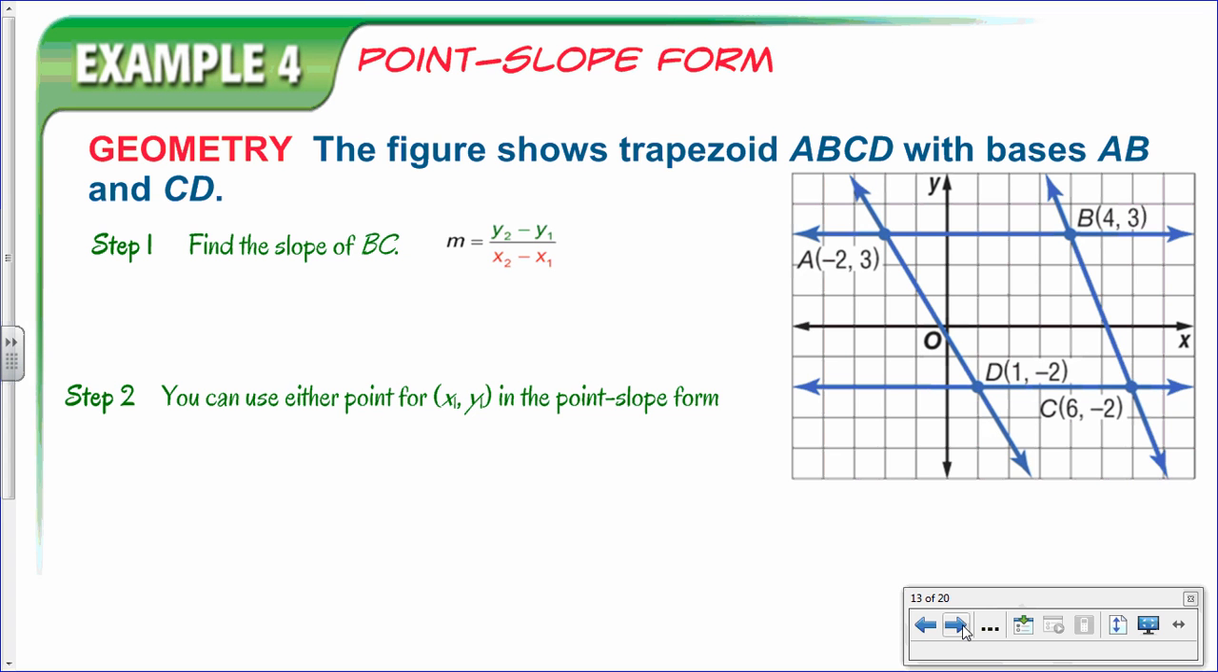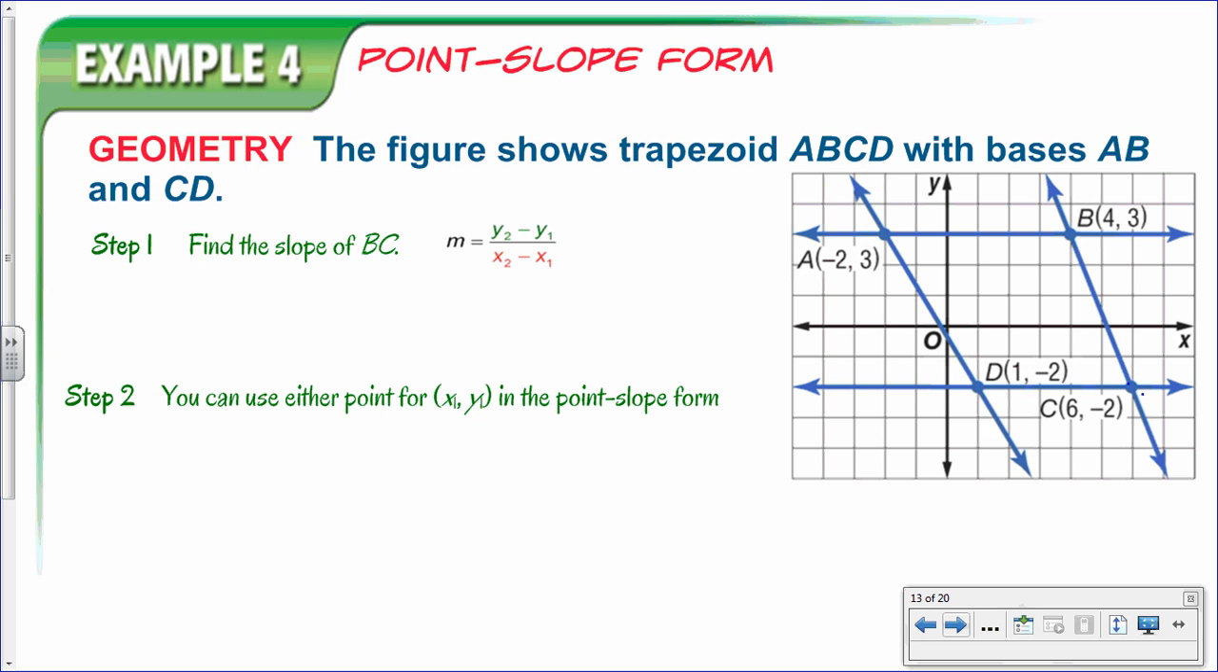Okay, now this one, read the instructions for this one in your book. A figure shows a trapezoid A, B, C, D. Okay, it's missing some instructions. It makes kind of a square shape, right? You got a base that's A and B, and you got a base that's C and D, right?